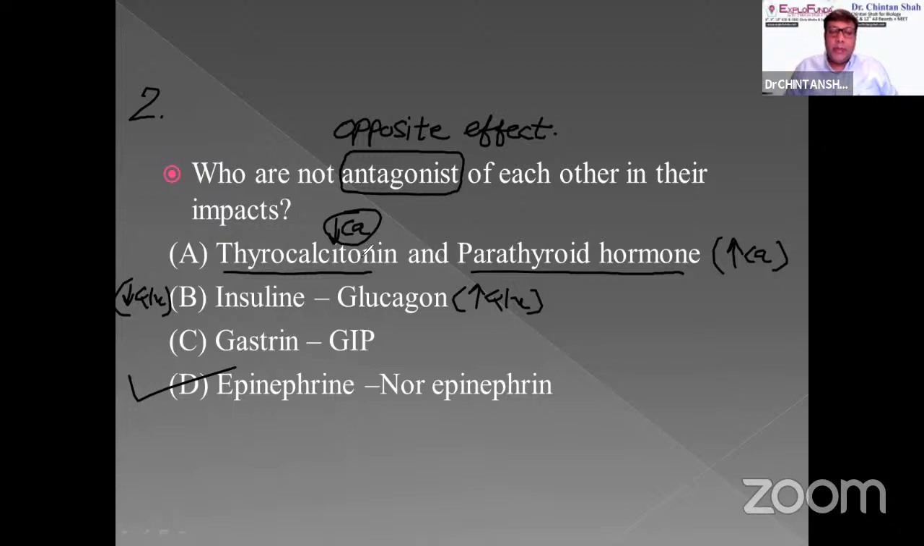So thyrocalcitonin is decreasing calcium level in the blood, parathormone is increasing. Insulin is decreasing the blood glucose level, and glucagon is increasing. Gastrin is stimulating the gastric glands to secrete gastric juice, and gastric inhibitory peptide will just inhibit it. Epinephrine and norepinephrine, that's what it is. I think this is perfectly fine. And let's go further.